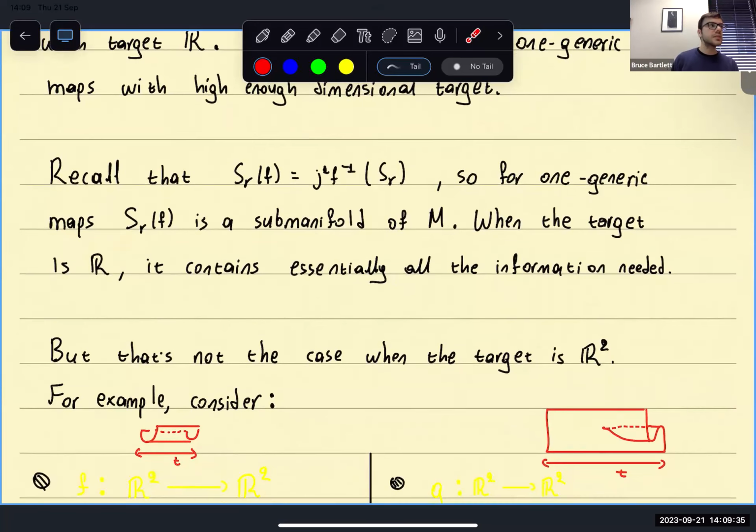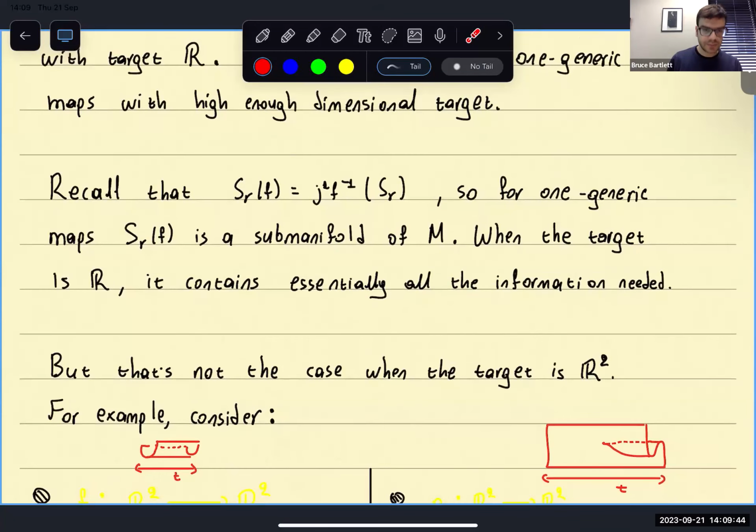So, yeah, but the problem is that this is no longer going to be the case if the target is R^2. So I want to give two examples. It might actually be better if I stop for a second to let Bruce in. Okay.